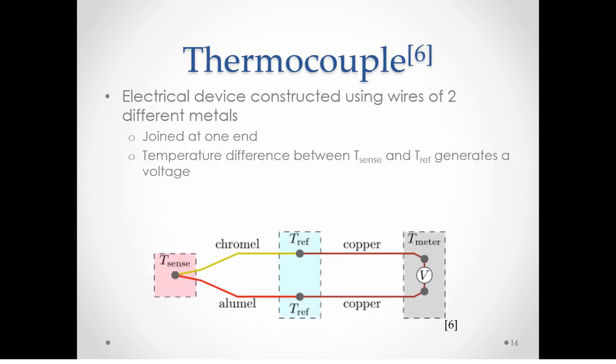Another electrical device that we will be using in this experiment is a thermocouple. Thermocouples are manufactured from wires of two different metals that are welded together at one end to form a very small bead. In the figure shown, this bead is inside the pink square labeled T sub sense. At the other end, they are wired into a device that measures the voltage differential and converts that voltage to a temperature.